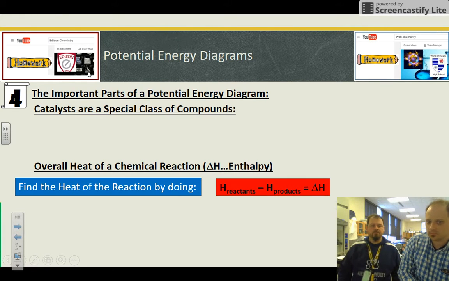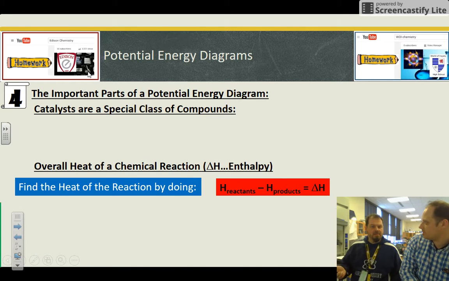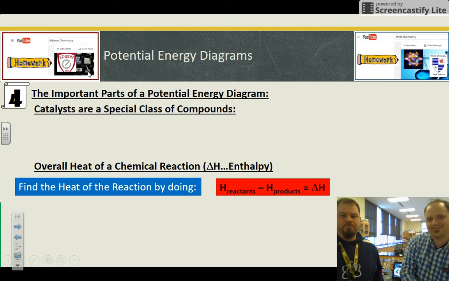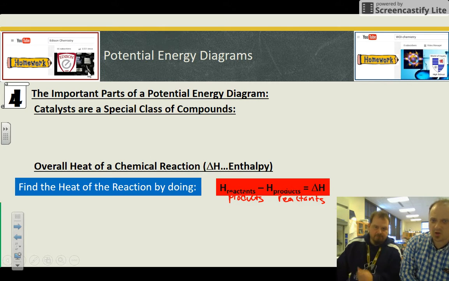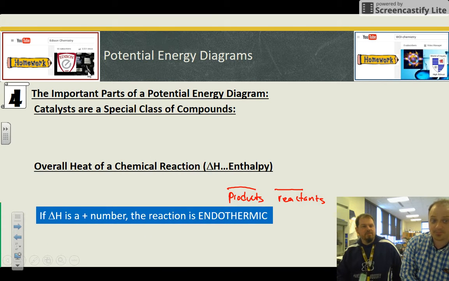That's really the definition. The overall heat of the reaction, delta H, we find by the heat of the products minus the heat of the reactants. Is it reactants minus products, or is it backwards? You got it backwards again. Anyways, it is products minus reactants. We need to fix that. Always products minus reactants. Fix that, and then this helps us now.